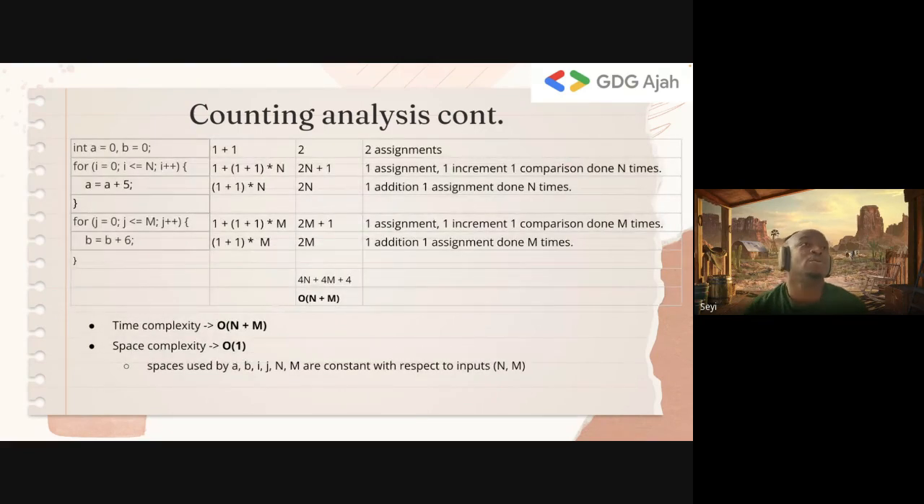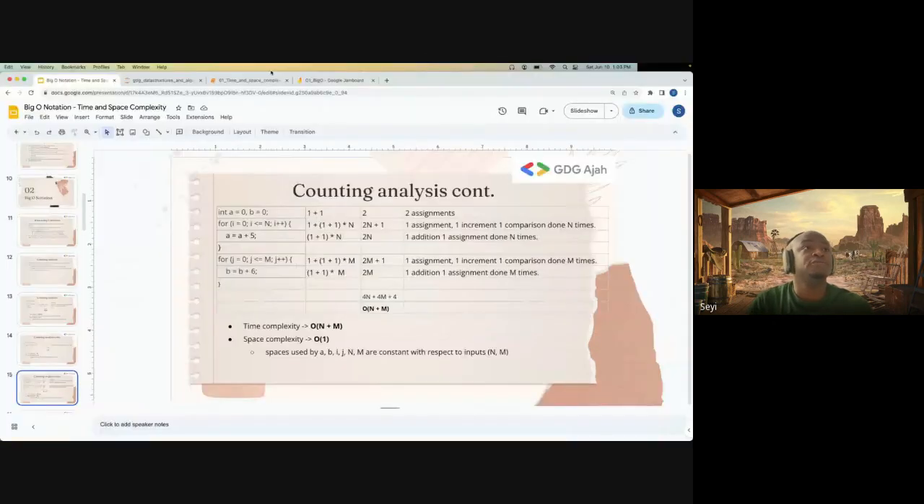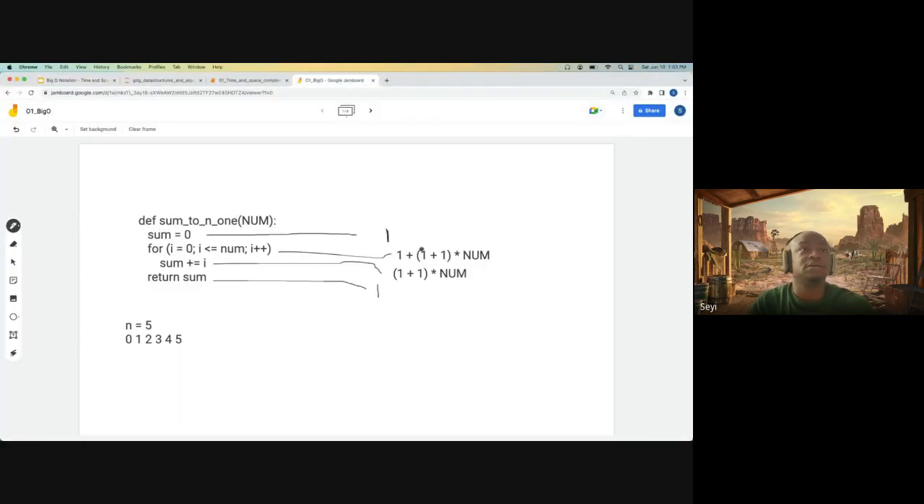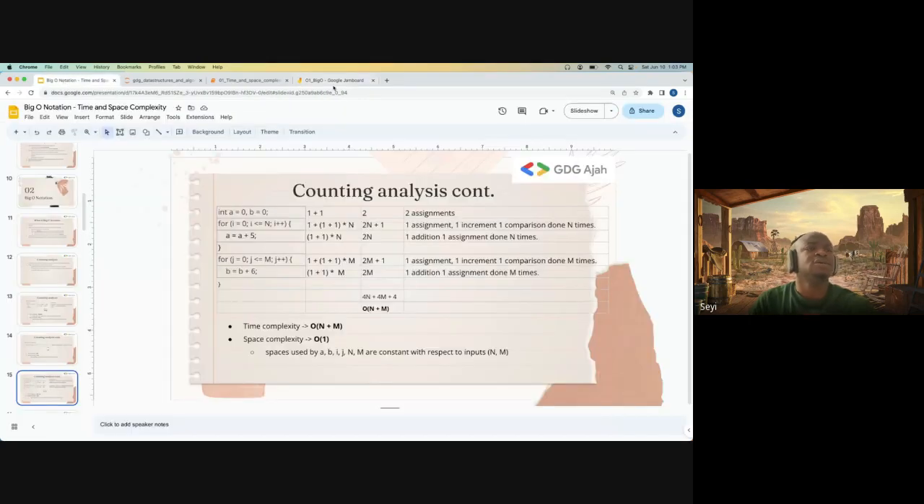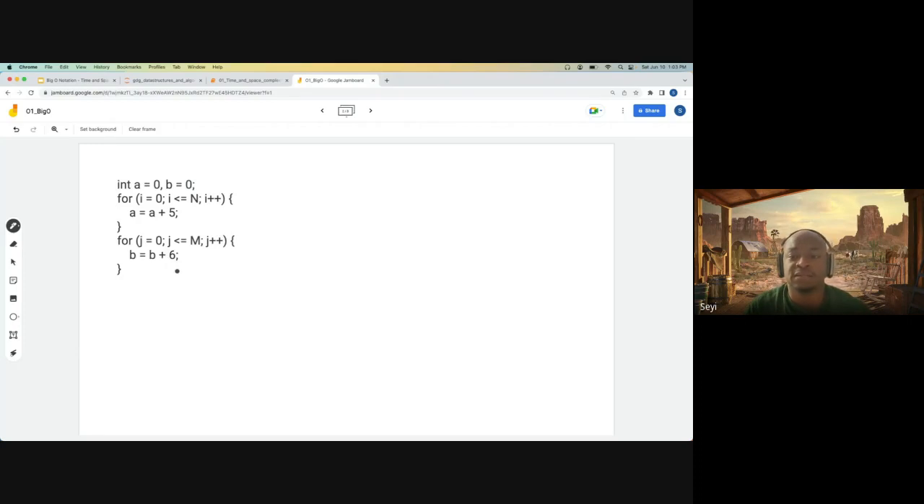Okay, so we have this piece of code. I'm going to move to the Jamboard. So we have this piece of code here that I want to analyze the time and space complexity of. So now we have a for loop, and we have some assignments to variable A, and then we have a for loop here with another set of variables and assignments to B.